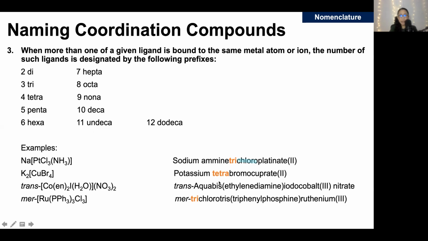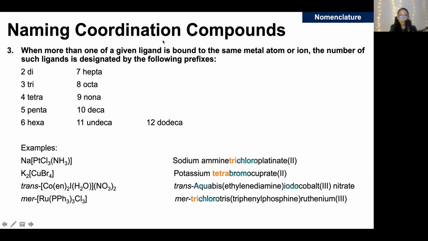Here, in the second example, you see there tetrabromo. That means you have 4 bromide ligands. Here, you don't see these prefixes, right? So you have aqua because you only have one water. You have iodo without any prefix because you only have one iodide ligand. Now, this bis will be tackled in a short while. Okay, let's be patient. Next, for the fourth example, you see there trichloro because there are 3 chloride ligands.